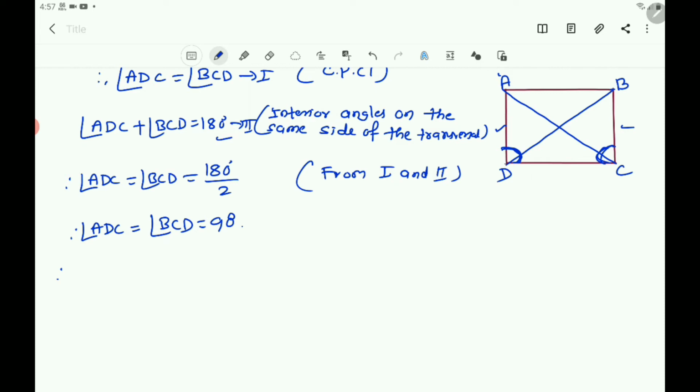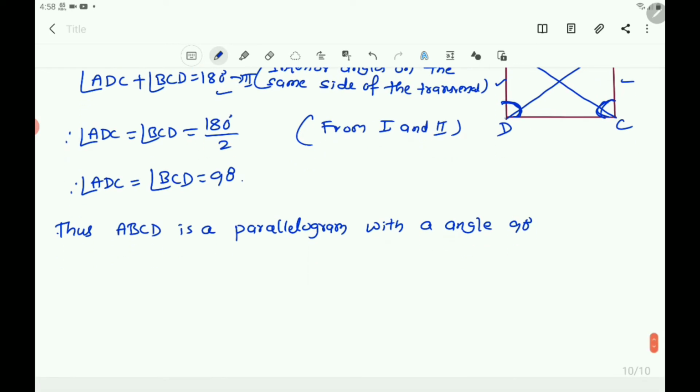So you take thus ABCD is a parallelogram with an angle 90 degrees. Therefore ABCD is a rectangle. You got the result here. So if the diagonals of a parallelogram are equal, then it is a rectangle.